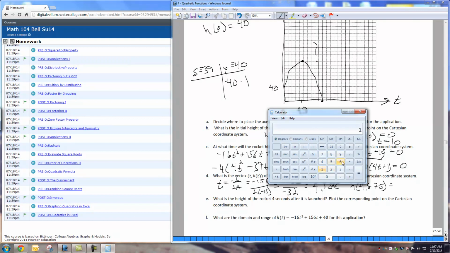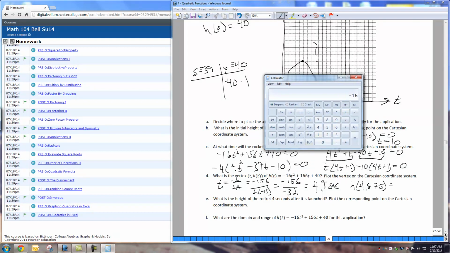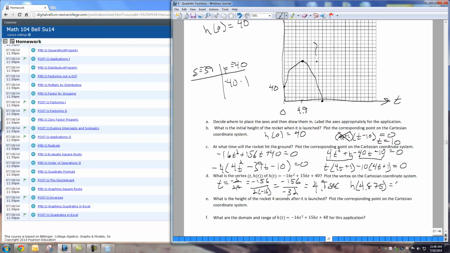So we have 16 negated times 4.875 squared plus 156 times 4.875 plus 40. So there it is. Negative 16 times 4.875 squared plus 156 times 4.875 plus 40 equals 420.25 feet. So that's the maximum height that the rocket gets to.